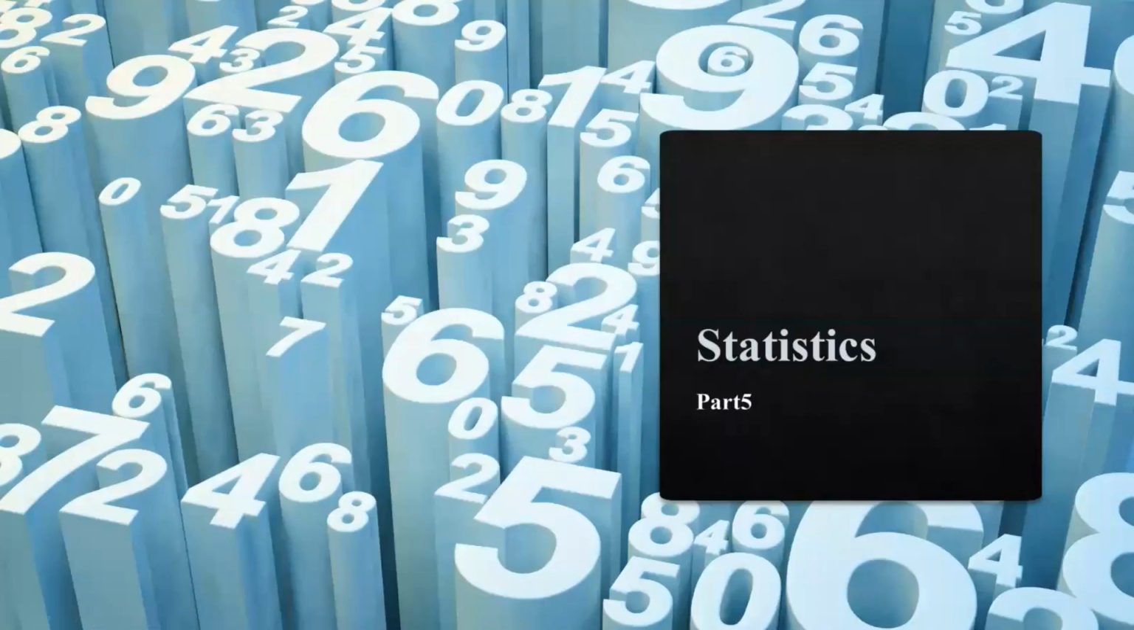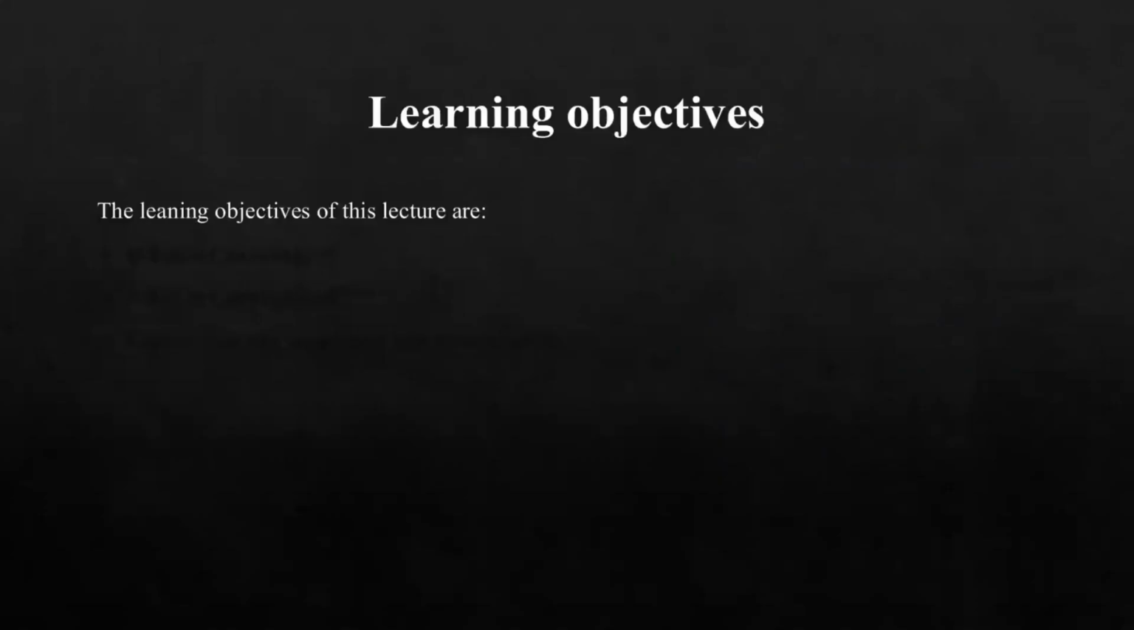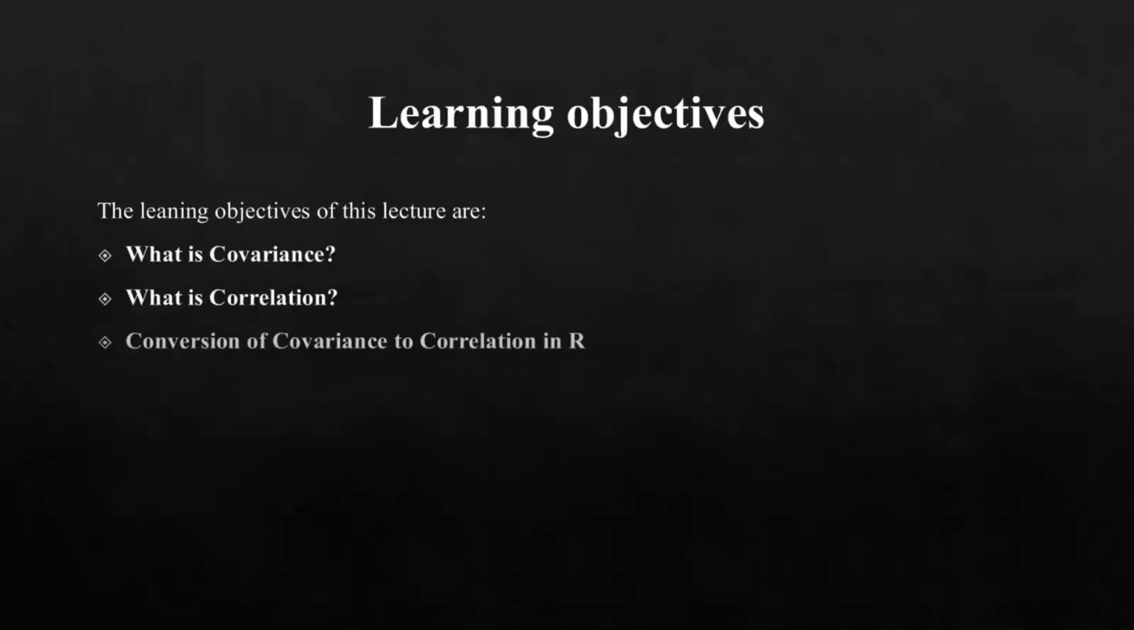Hi everyone. So this video is part 5 and the last video of statistics. Let's see the agenda of today's lecture. The learning objectives of this lecture are to learn about what is covariance, what is correlation, and we will also see how we can convert covariance into correlation in our programming language. Now let's move forward.